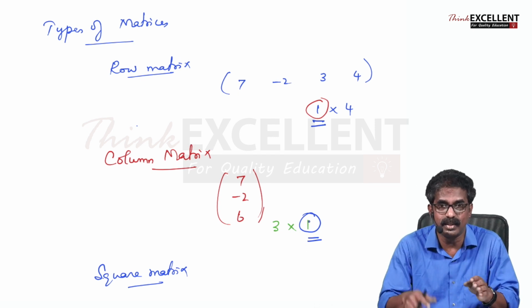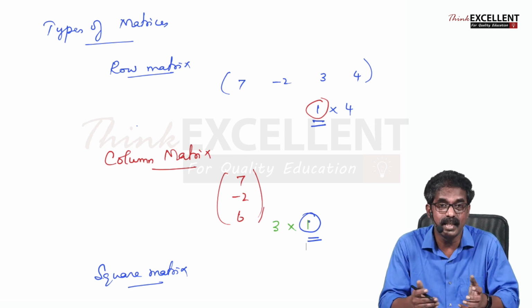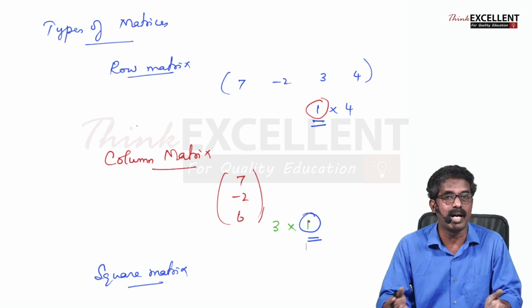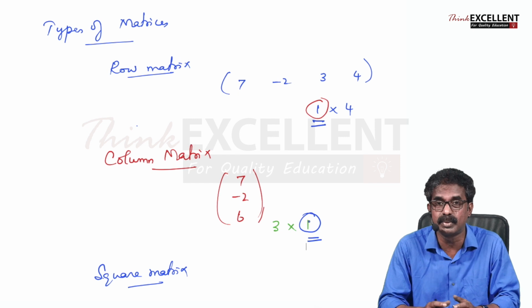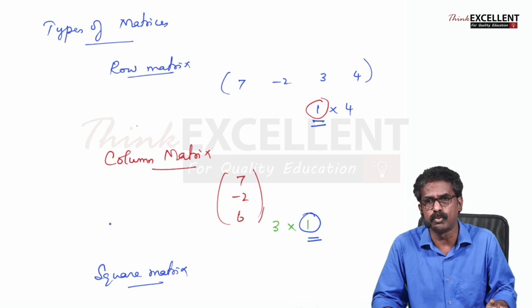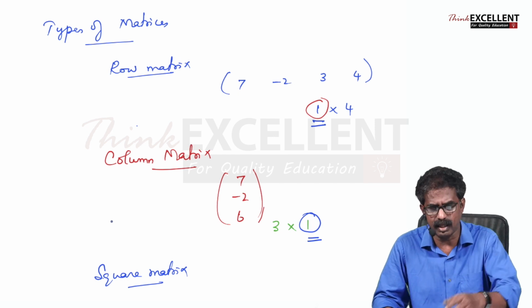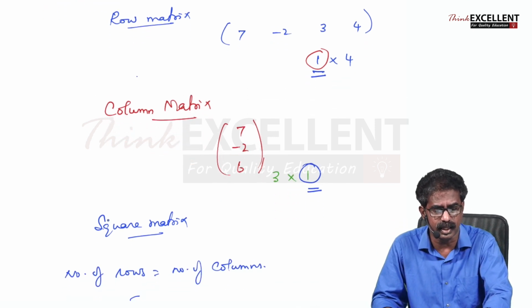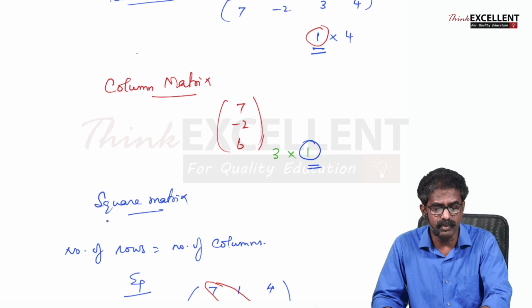Then square matrix, the name itself it is there, right? It's a square, length, breadth, everything same. But here, number of rows and number of columns. If the number of rows and number of columns are equal, then that matrix we call it as square matrix. 2 by 2 matrix, 3 by 3 matrix. Okay, already all these things you studied in 10th standard. Number of rows equal to number of columns.